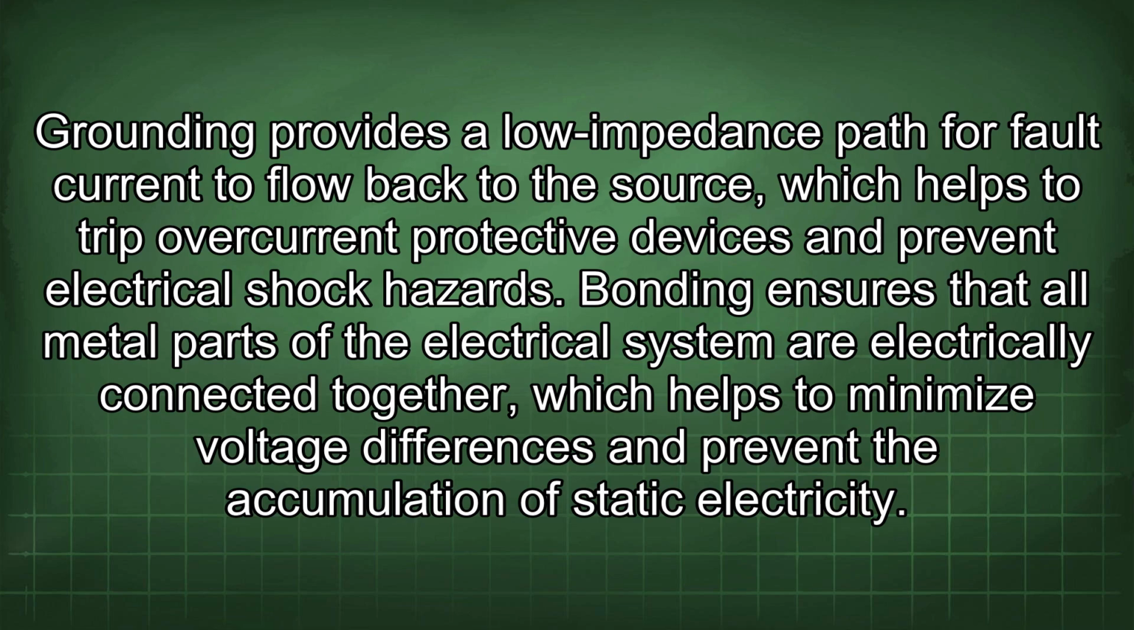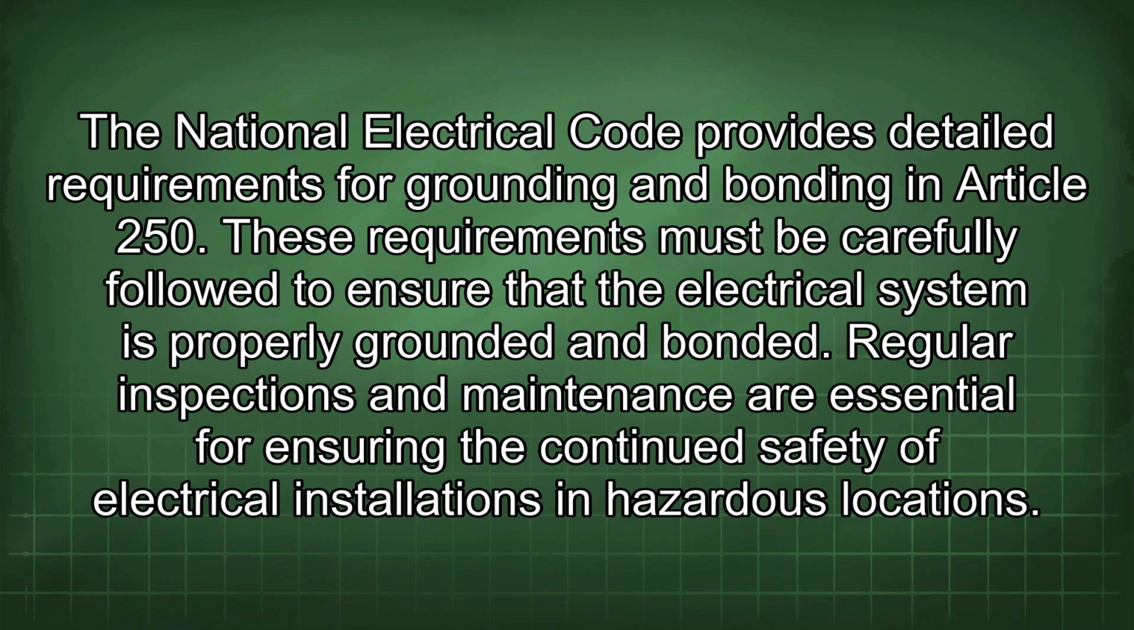Bonding ensures that all metal parts of the electrical system are electrically connected together, which helps to minimize voltage differences and prevent the accumulation of static electricity. The National Electrical Code provides detailed requirements for grounding and bonding in Article 250. These requirements must be carefully followed to ensure that the electrical system is properly grounded and bonded.